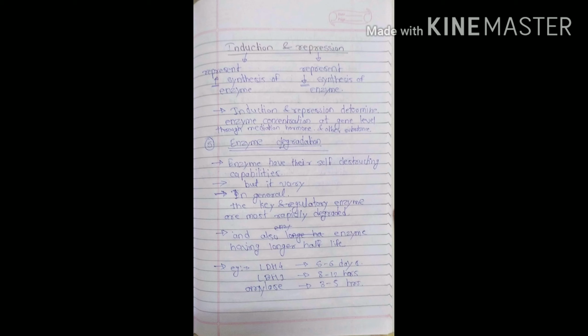Each enzyme has its own self-destructive capability, but it varies according to the enzyme. In general, the key and regulatory enzymes are most rapidly degraded. Some enzymes and their self-destructive times are given in the following table. That is, LDH4 has a degradation time of 5 to 6 days. Second, LDH1 has a self-destructive time of 8 to 12 hours, and amylase has 3 to 5 hours for self-degradation.